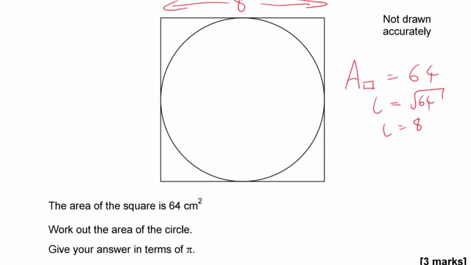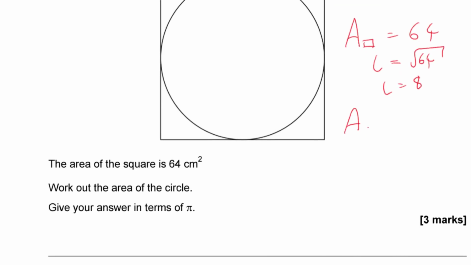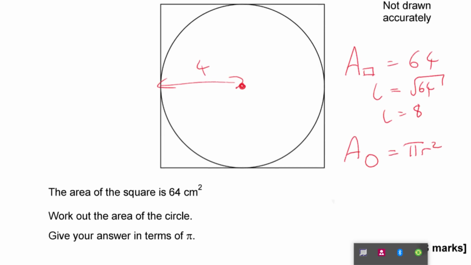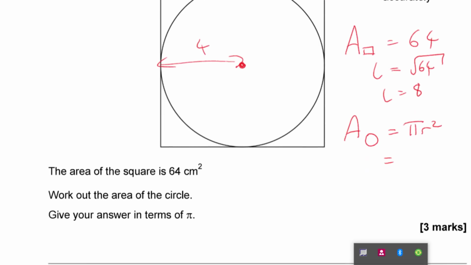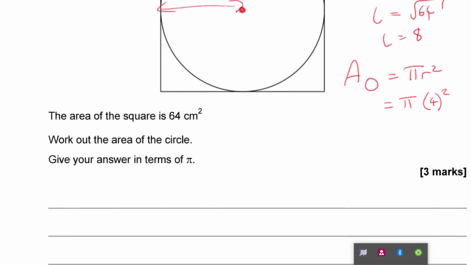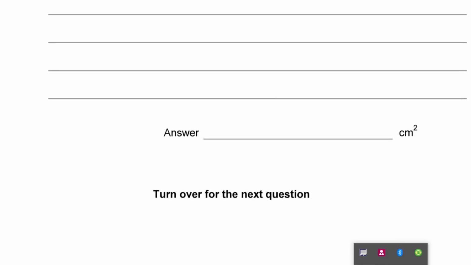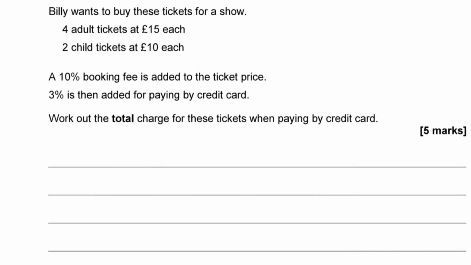Now the formula for a circle is pi r squared. Now 8 is going to be the diameter of my circle, so the radius is going to be half of that. It's going to be a radius of 4, so my area of my circle is going to be pi times 4 squared. In other words, it's going to be 16 pi. So 16 pi.